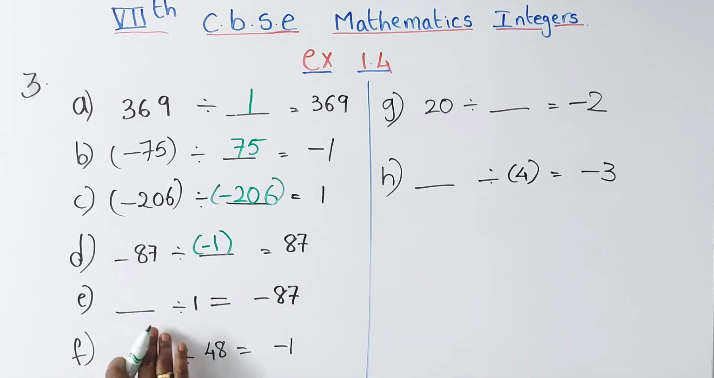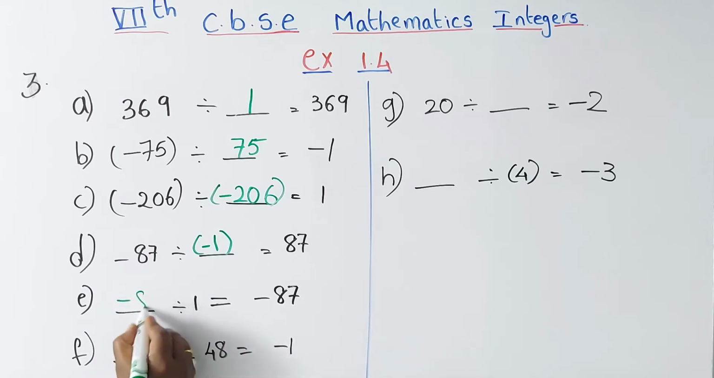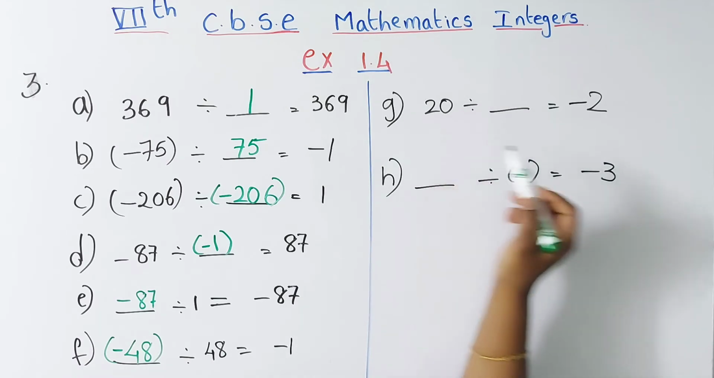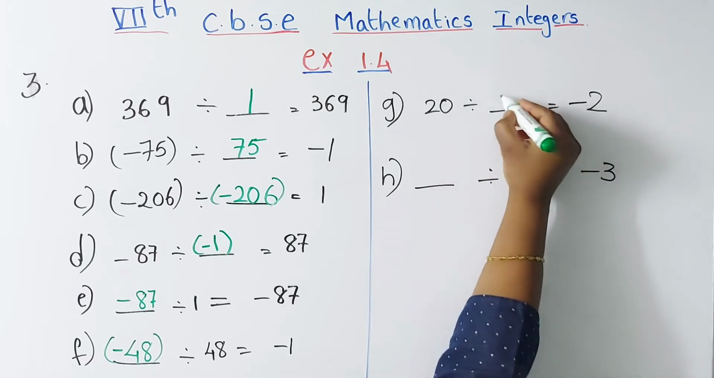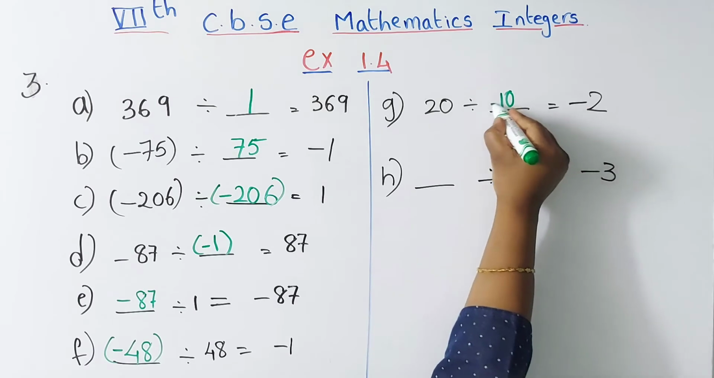Which number divided by 1 equal to minus 87? It is minus 87. Any number divided by 1 gives the same number, right? Dash divided by 48 equal to minus 1. We'll see, 48 divided by 48, it is 1, but we want minus 1. So it is minus 48, children. Now question G, 20 divided by dash equal to minus 2. 20 divided by 10 equal to 2, we know that. But here the answer is minus 2. So it is minus 10.